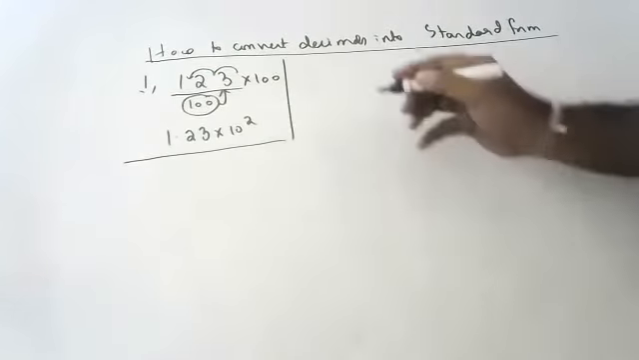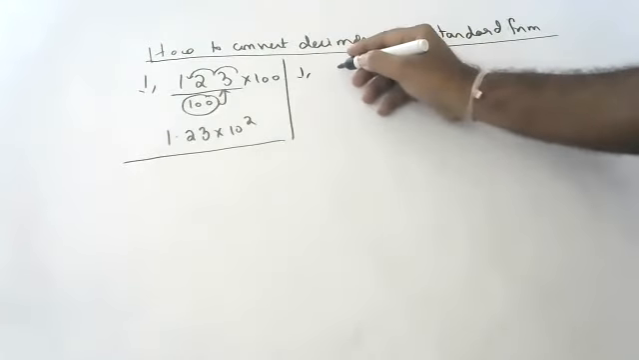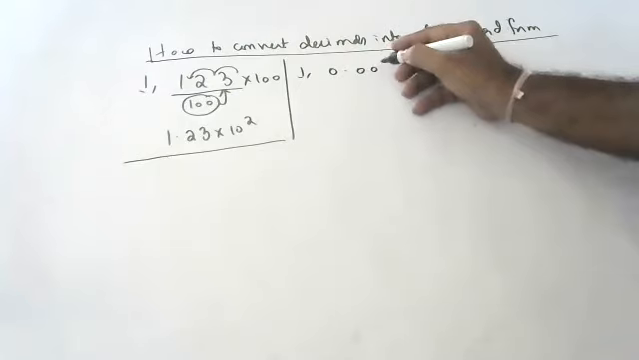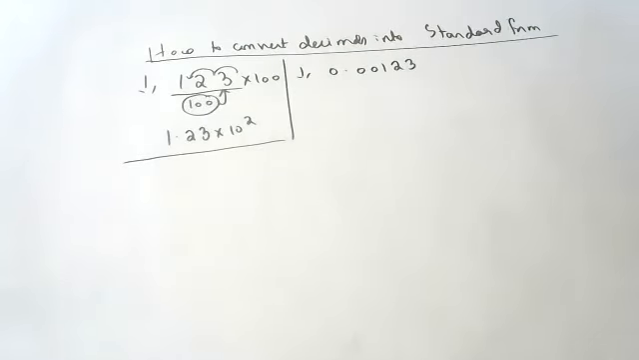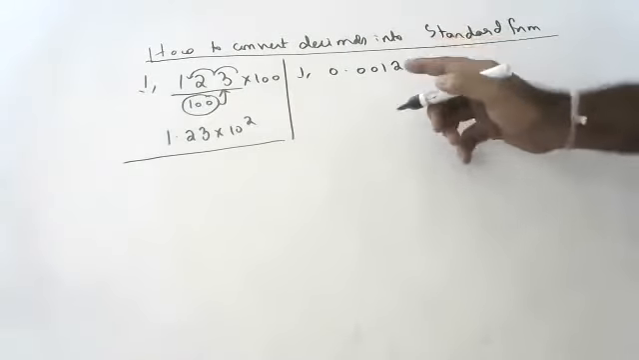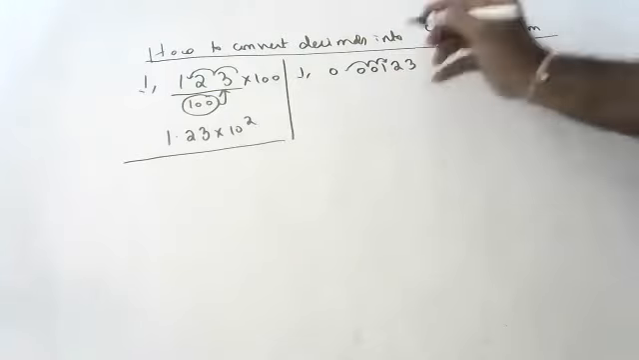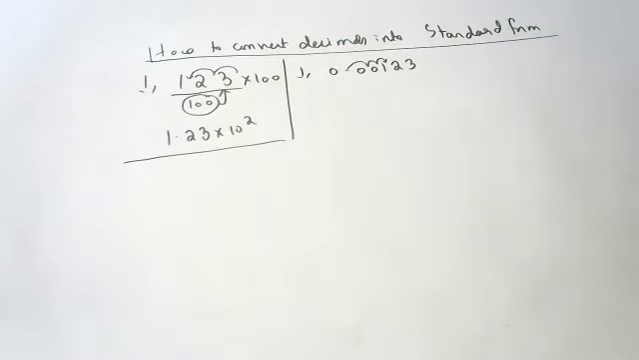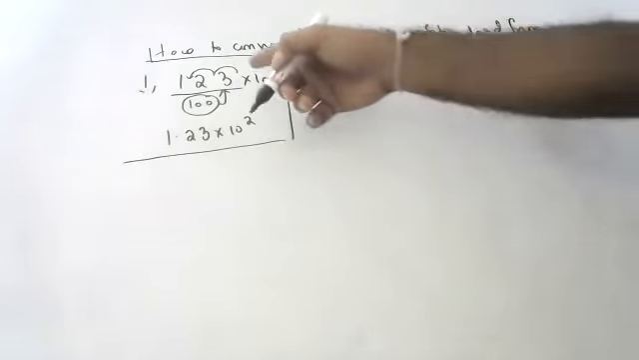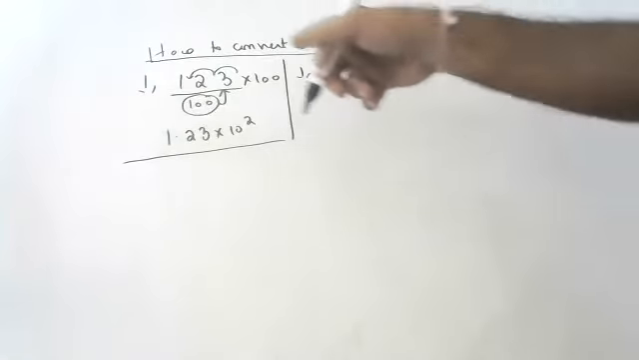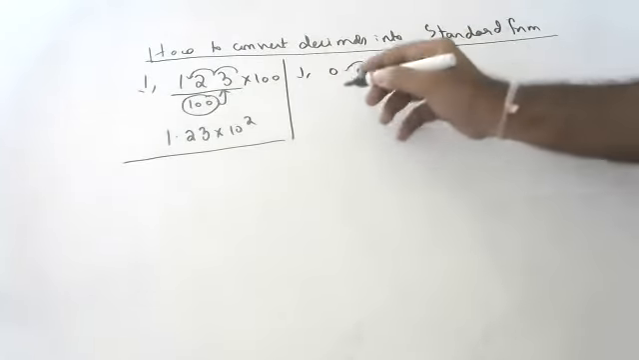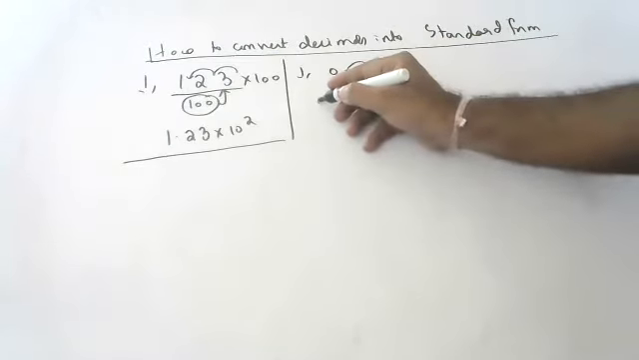Now, children, today suppose someone gives you this: 0.00123. Mute your audios. Where should our decimal come, children? After 1, before 2, 3. Here our decimal should come. Okay, children, so how many places is it moving to the right side? Here it was moving left side, 2 points. No, children, here it is moving right side, 3 points.